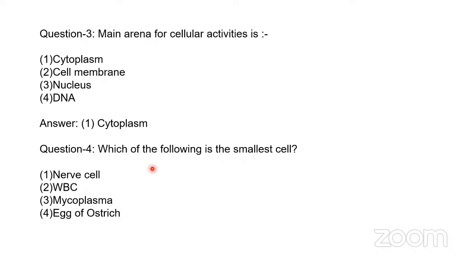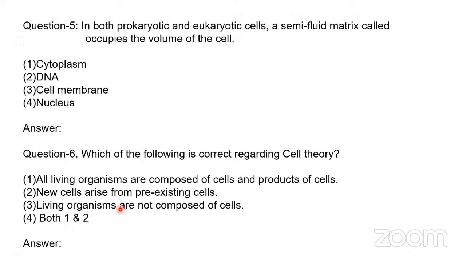Now, which of the following is the smallest cell? As I mentioned, the nerve cell was the largest human cell, and the egg of the ostrich was the largest cell overall. Mycoplasma was the smallest cell, which was around 0.2 to 0.3 micron. So the correct answer is mycoplasma.